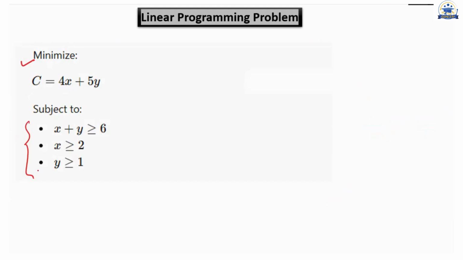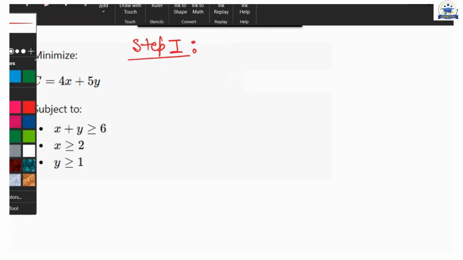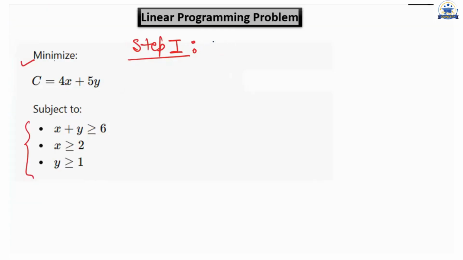We have three inequalities. How will we solve this? In just 4 steps. What were the 4 steps? Forgot or not? Step number 1. Just make it equal. So how will we make it? First of all, let me change the color. And yes, step 1: x plus y equals 6, x greater than or equal to 2, y greater than or equal to 1.